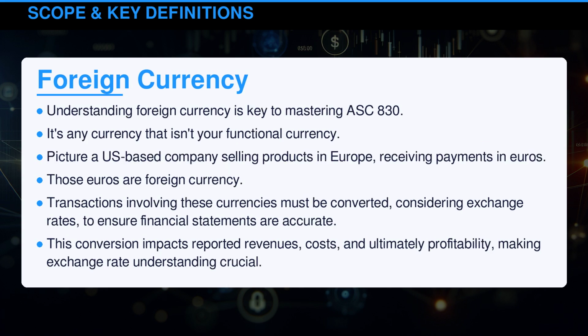Understanding foreign currency is key to mastering ASC 830. It's any currency that isn't your functional currency. Picture a US-based company selling products in Europe, receiving payments in euros. Those euros are foreign currency. Transactions involving these currencies must be converted, considering exchange rates, to ensure financial statements are accurate. This conversion impacts reported revenues, costs, and ultimately profitability, making exchange rate understanding crucial.